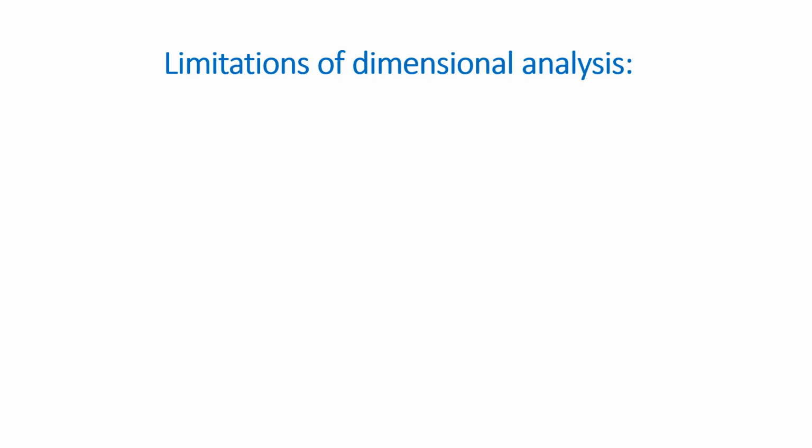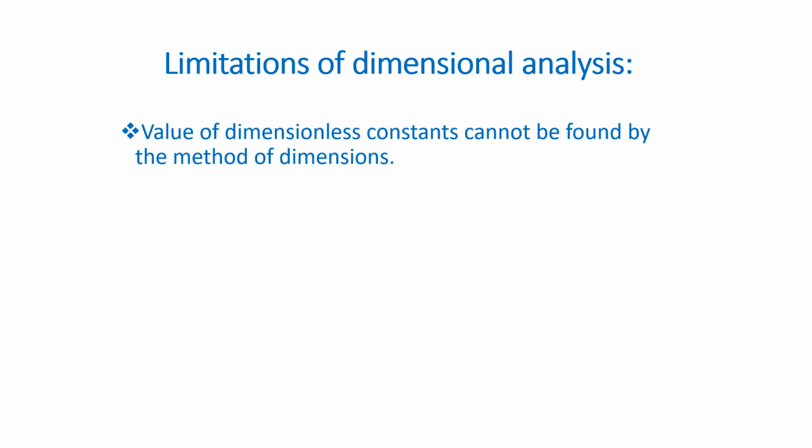The last concept in this particular chapter which we are going to discuss is about the limitations of dimensional analysis. What are the drawbacks or limitations of dimensional analysis that we are going to discuss in this concept? What are the limitations? First limitation is the value of a dimensionless constant cannot be found by the method of dimensions.